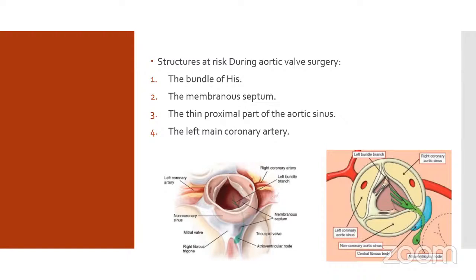So structures that are at risk during aortic valve surgery: the bundle of His, which is the most important structure, normally located at the junction between the membranous and ventricular septum in the subcommissural area between the non and the right coronary sinus. The membranous septum may be injured because of its fragility and the risk of tear following inappropriate suture placement. The thin proximal part of the aortic sinus attached to the annulus is also at risk whenever, for example, very large bites are passed around the annulus rather than through it. The left main coronary artery is also a site of potential injury because of its proximity to the subcommissural area of the right and left sinuses.